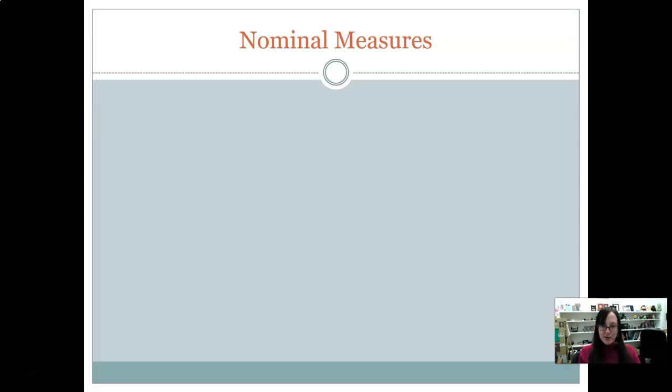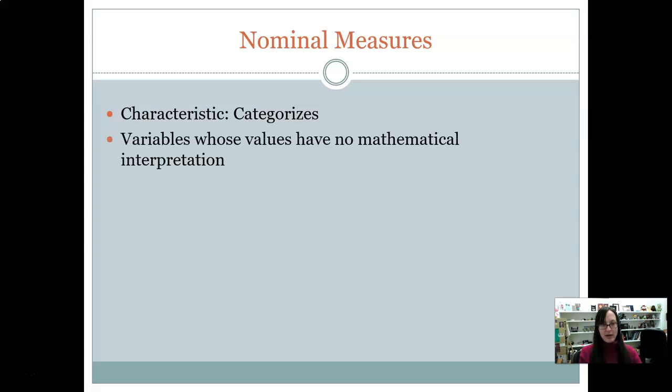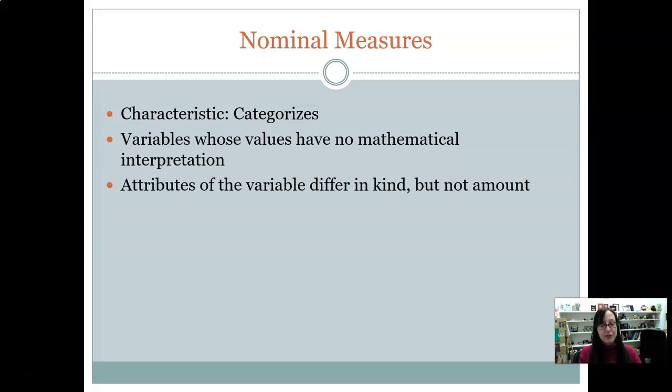So let's talk about our nominal measures, which is starting at the least that you can do with it mathematically. What nominal measures do is they categorize. That is the only thing that they can do. You can't do anything with them. This is why they are inherently qualitative, because all you can do is show values have differences, but you can't do anything with those numbers except show that they're different. So the variable's values don't have any mathematical interpretation, and that means the attributes of the variable differ in kind, but not in amount.